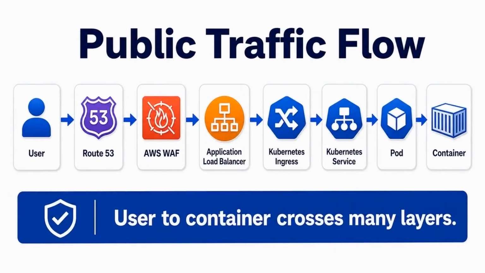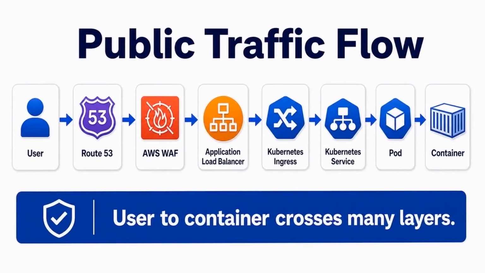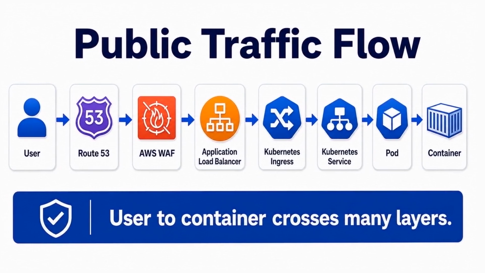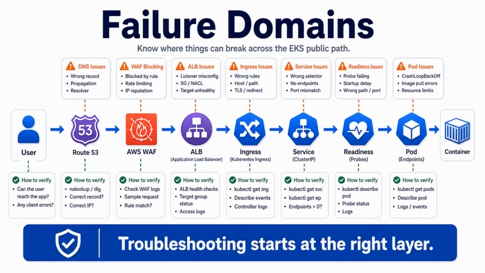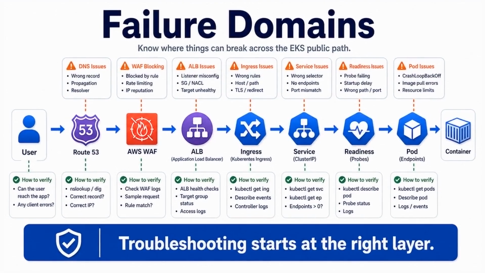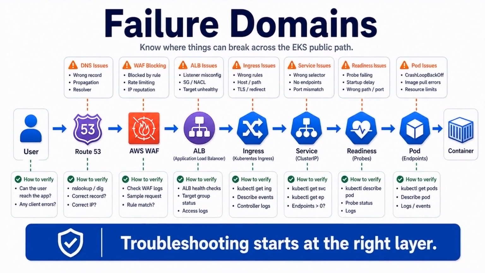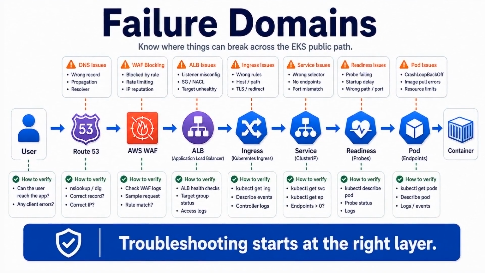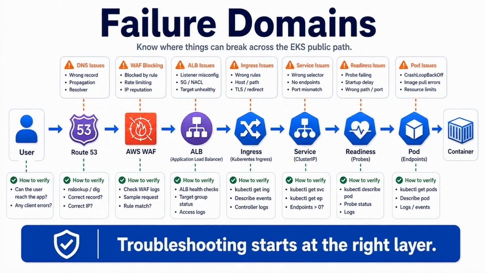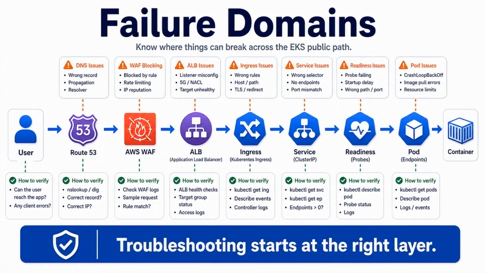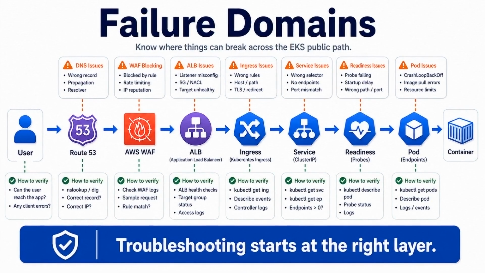A typical public flow looks like this. The user resolves a Route 53 record, AWS WAF filters the request, the ALB accepts it, the ingress rule selects the backend, the service resolves endpoints, and the pod delivers the container response. When you understand that chain, troubleshooting gets cleaner. DNS issues live at Route 53. Layer 7 blocking can live at WAF or ALB. Backend reachability often lives at the ingress, service, readiness, or pod layer.